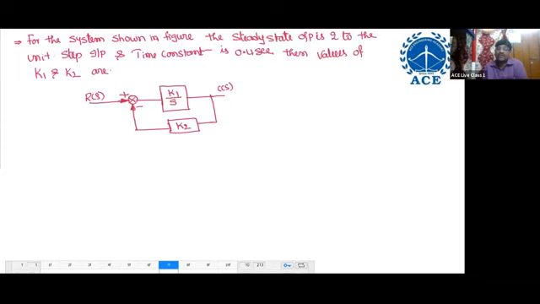So read the question carefully. Steady state output is different. Steady state error is different. What are the K1, K2 values? Anybody?